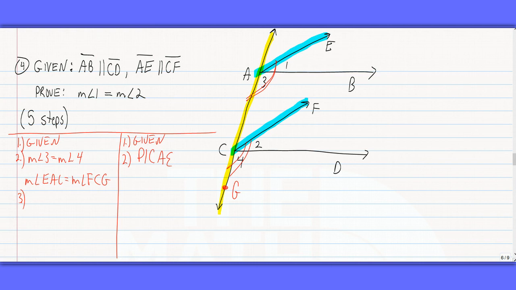In step number 3, now I want to look at my proof statement. I want to get angle 1 equal to angle 2, and those haven't been introduced into the proof yet. However, if we look at the drawings, specifically up here at the top, I see that angle 1 and 3 together form angle EAC. So what we can say then is that the measure of angle 1 plus the measure of angle 3 is equal to the measure of angle EAC. The reason for that is the angle addition postulate.